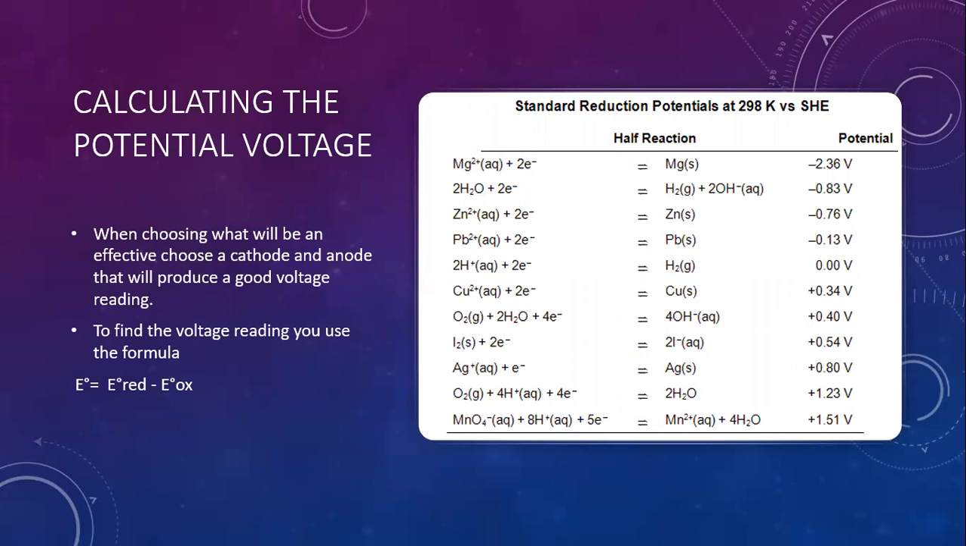Calculating the potential voltage. When choosing what will be an effective choice for the anode or the cathode, we have to see what will produce a good voltage. The formula to find it is the potential voltage of the reduction agent of the cell subtract the potential voltage of the oxidation agent.